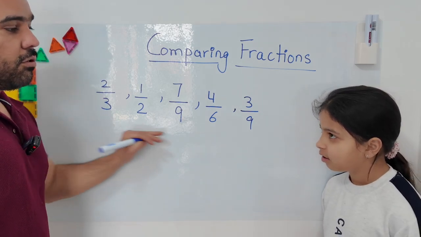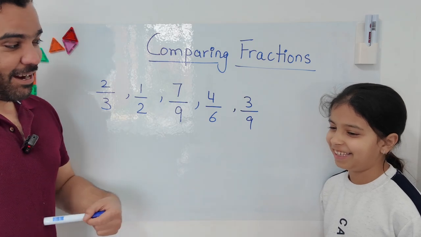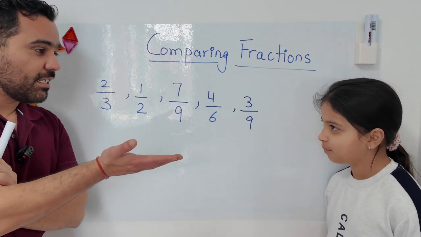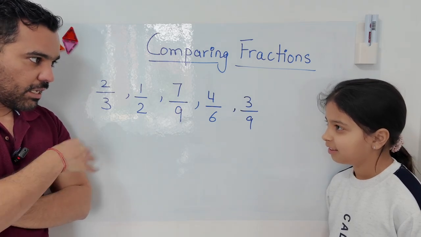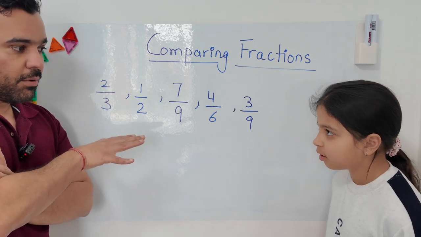How do you know who ate the most cake? Even though we know who ate the most cake, how do you prove who ate the most cake? This is one example where you could compare fractions. A real life example. But how will we compare it?